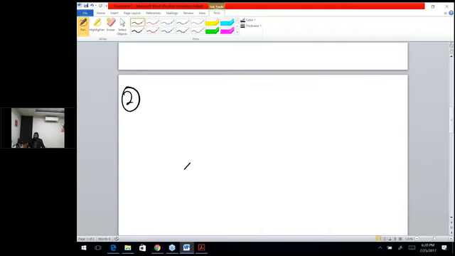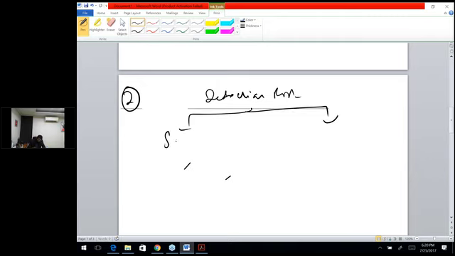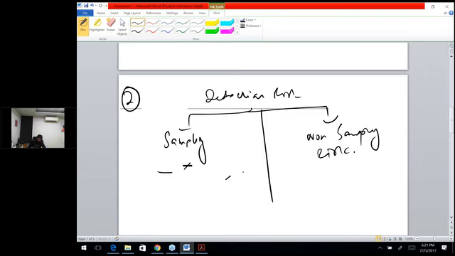Number two. Now, whenever we talk about the detection risk, as I said, it's a risk that you are unable to detect misstatement. Now, why would a detection risk arise? The detection risk could be a sampling risk or a non-sampling risk. Now, what do we mean by sampling and what do we mean by non-sampling risk?